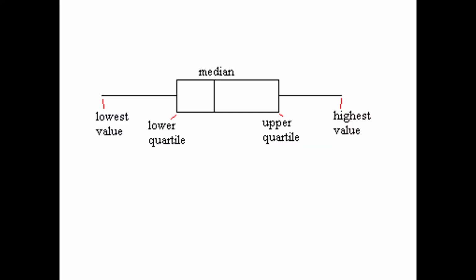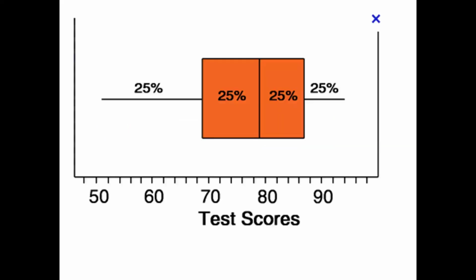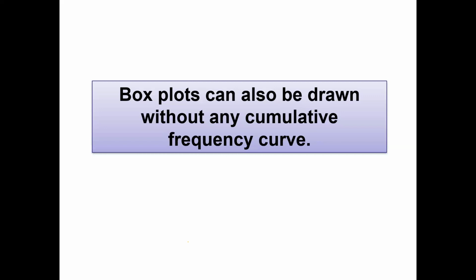Now, this is called a box and whisker diagram. It shows the spread of the data. It is not necessary that you first draw a cumulative frequency curve. If the examiner has asked you, then it's fine. Otherwise, you can draw the box plot directly also, because the main thing is the data. So you have to copy this concept.